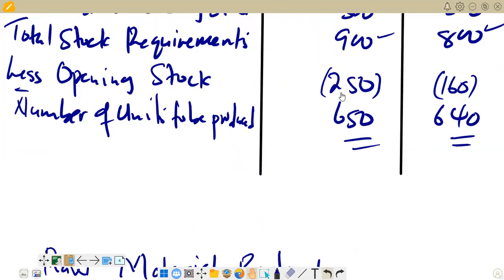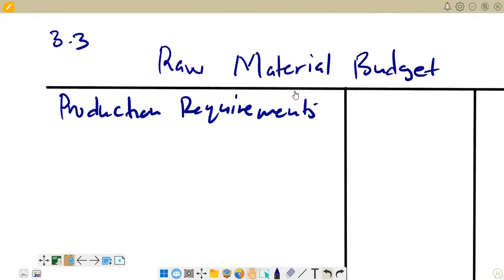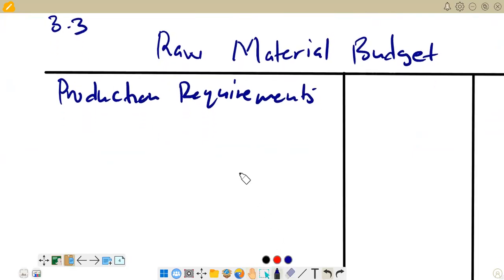In the raw material budget, we are not going to classify in terms of 3-seaters and 5-seaters, but we are going to integrate them and put them as one figure. So we're going to add these two figures, that is 650 plus 640, so that we get the total production requirements. If we say 650 plus 640, you're going to get 1,290. This is the figure that we're going to start with here in the raw material budget. In brackets here, you can summarize the calculation: 650 plus 640.